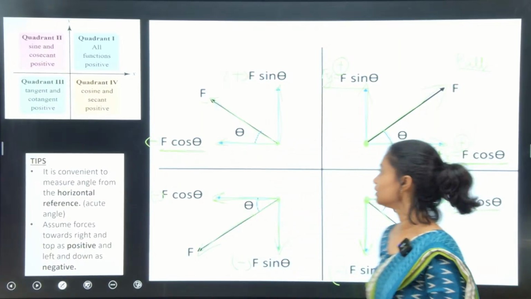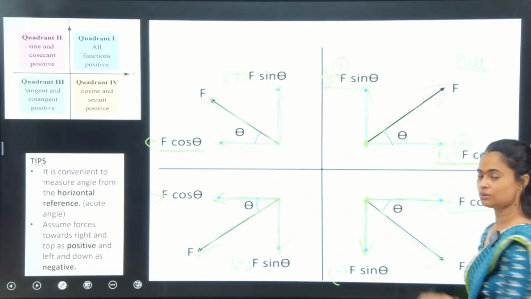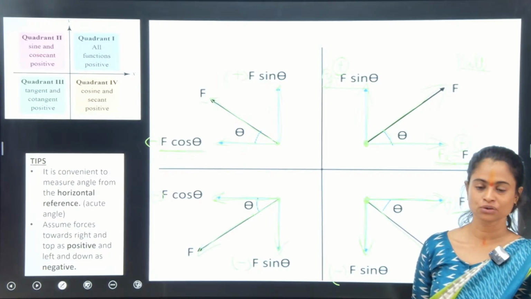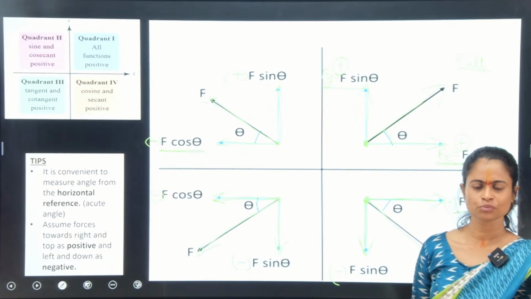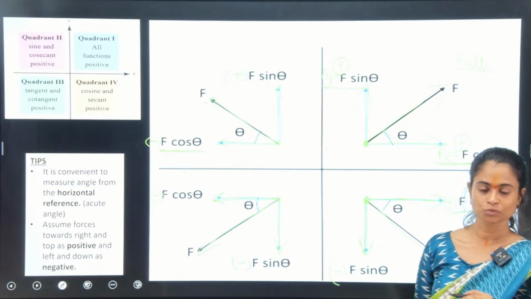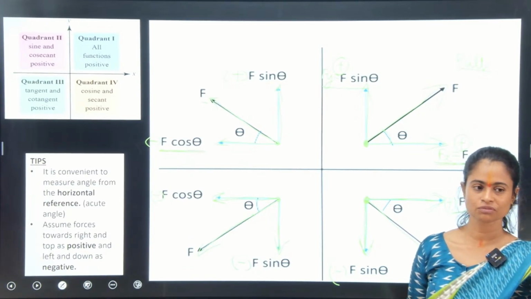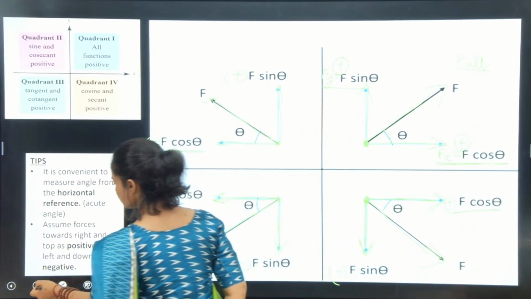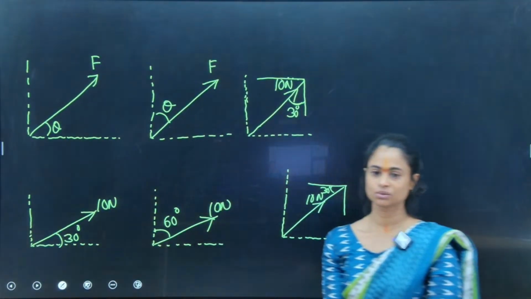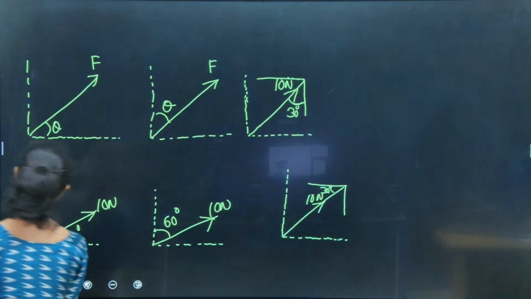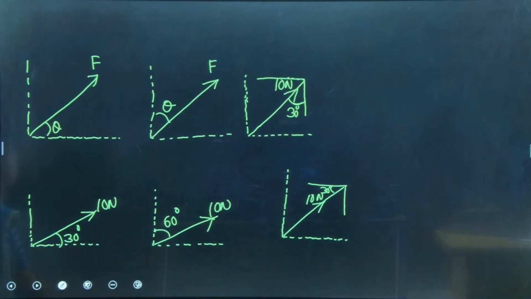And one more thing, when we are taking this theta, always try to take theta as an acute angle, because while solving problems you will sometimes find obtuse angles also. In that case we have to convert that into an acute angle and go about the problem, right? Now let us see some practical cases, and how to find the resolved parts of the force.